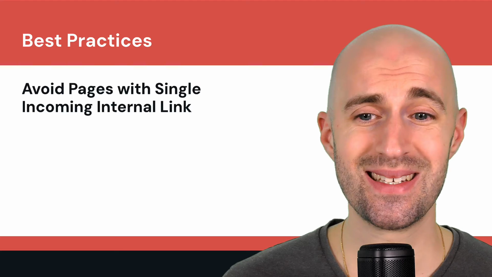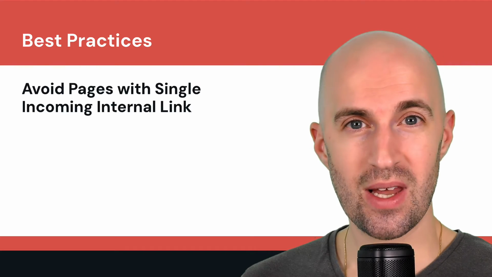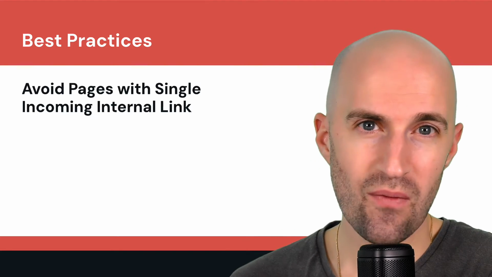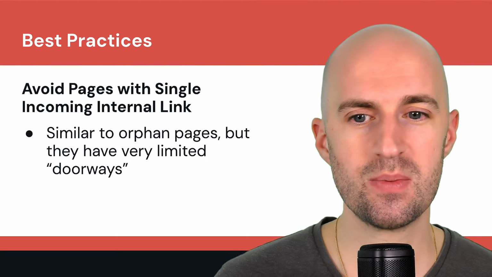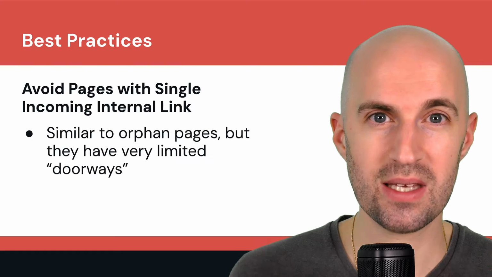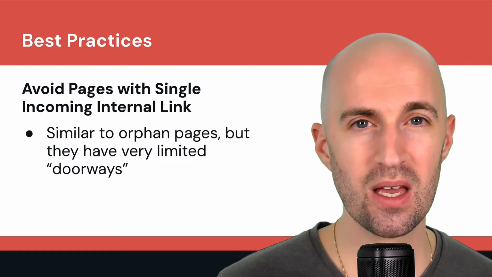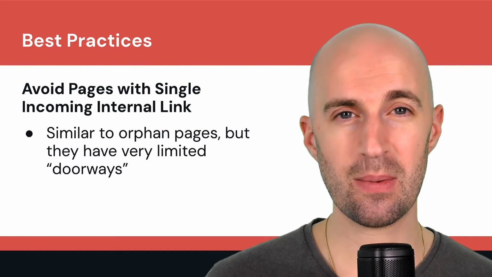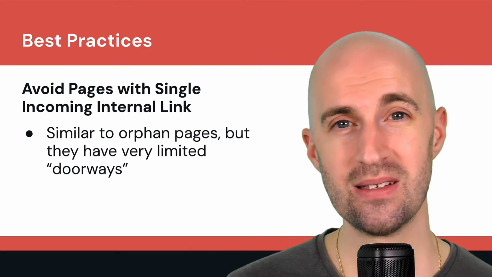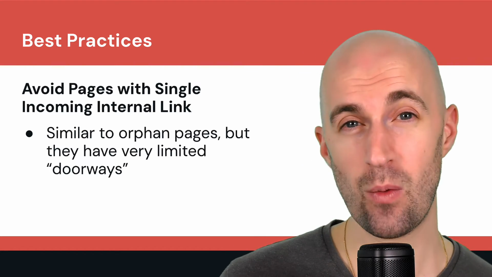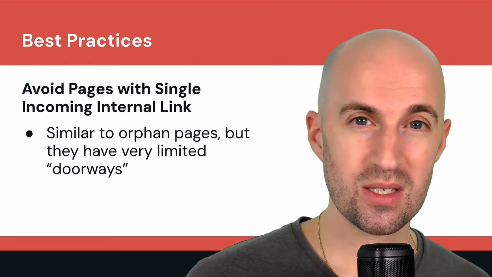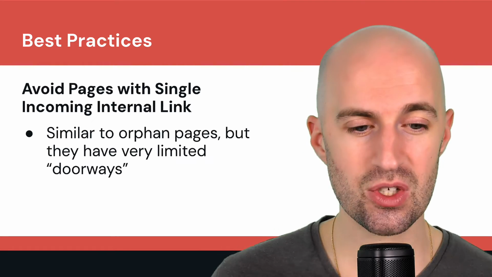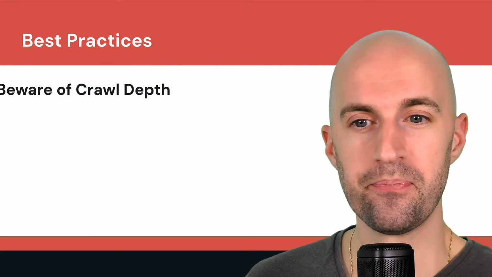Avoid pages with a single incoming internal link. Like I said, minimum, so try to avoid just one. The reason is that they have very limited doorways to the actual page. Think of an internal link as a doorway to a specific page. If you just have one doorway, it's very difficult for someone to find that one door. But if you have 2, 3, 4, 5 different doors, it's much easier to discover that page on a site. So aim for at least 2 to 3 minimum.